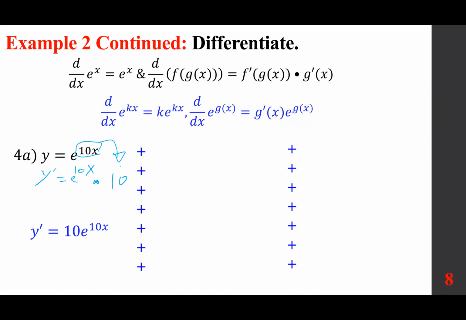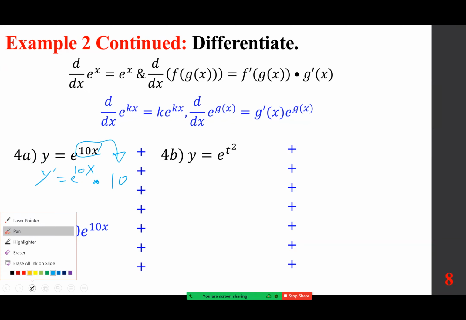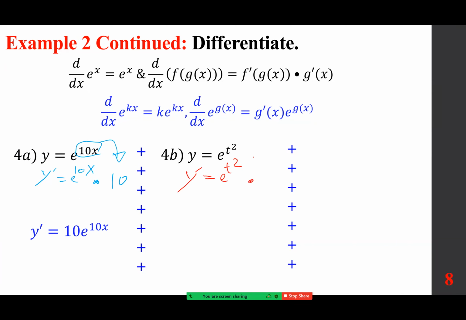The number 10 should be written in the front. Same thing here. I want to differentiate this. So I'm going to write y prime is itself because it's an exponential function. And then I need g prime of x because the exponent is a function of t. Then the derivative of t squared is 2t, and I'm going to put that in front again.